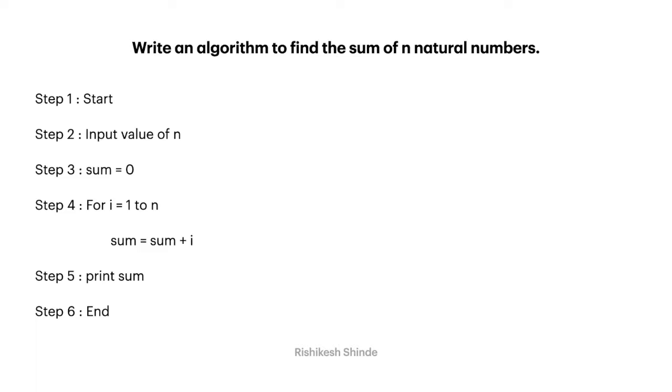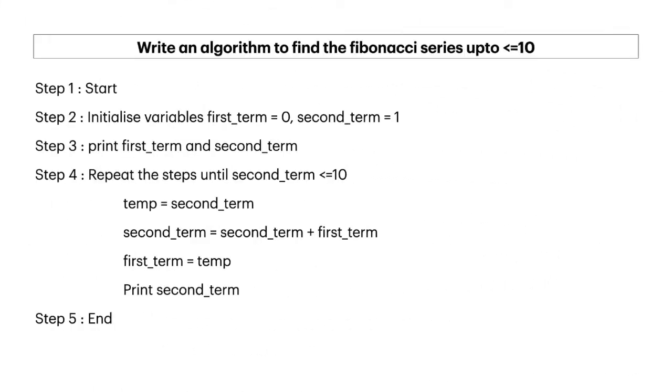This process of looping will continue until we reach the value of I to n, and in the fifth step we will print out the sum that we got at the last of fourth step, and the last step, that is sixth step, would be the end of the algorithm. Let us see one more problem. The problem is: write an algorithm to find the Fibonacci series up to less than or equal to 10.